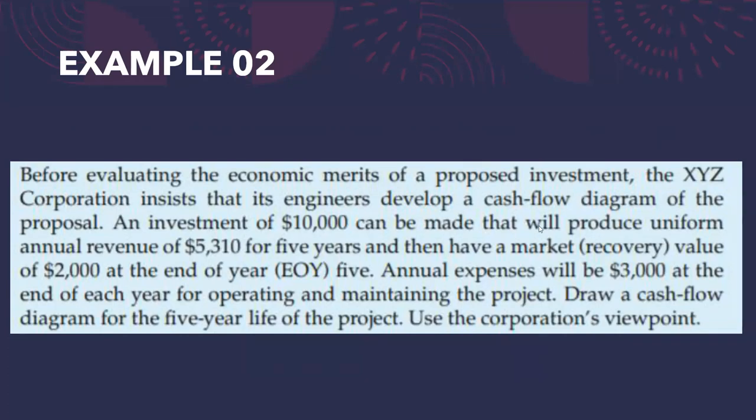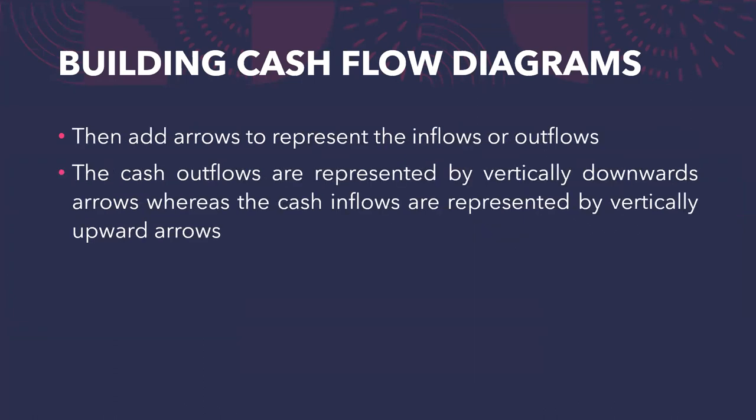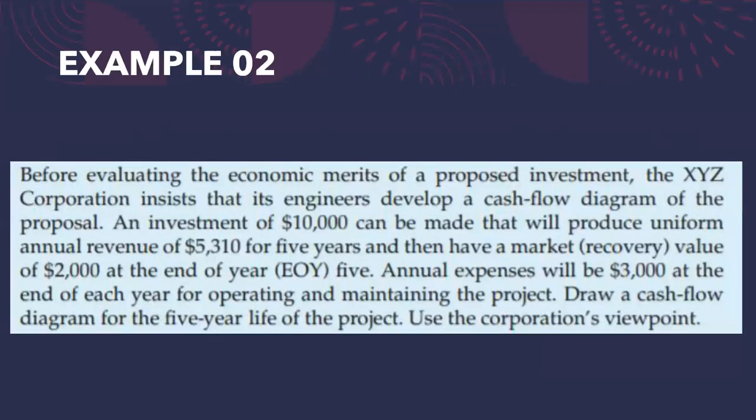So before moving forward, can you try this example? This is regarding cash flow diagrams, a very simple one. Just follow these steps. First, draw a horizontal line which represents the timeline. Then add the arrows representing the cash inflows and cash outflows. If it is a cash outflow, it should point downward. If it is a cash inflow, it should point upward. If you can draw it, take a small snap of the diagram that you have drawn and put it in the chat so I can check it as well, since we have only a few students in the class.